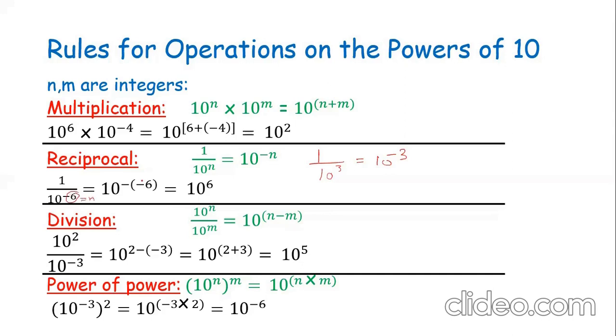Okay, so when we raise it up here, it will be 10 to the power of minus n, which is 10 to the power of minus minus 6, the opposite of minus 6, which is 6. So here, for example, if we had 1 over 10 to the power of minus 2, this will be equal to 10 to the power of the opposite of minus 2, which is 10 to the power of 2.